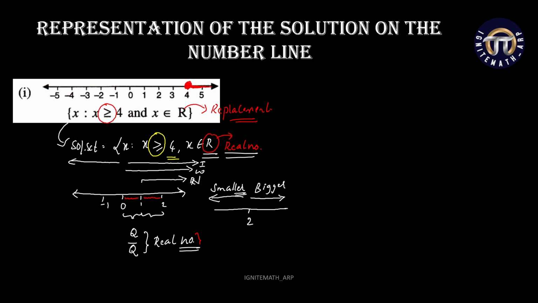And what is the upper limit? We don't know. The number is greater than 4, only that much is given to you. So it goes till infinity. How should I mark it if it is going till infinity? I need to darken the arrowhead over here. That implies it goes till infinity. Clear, children? Is it clear?